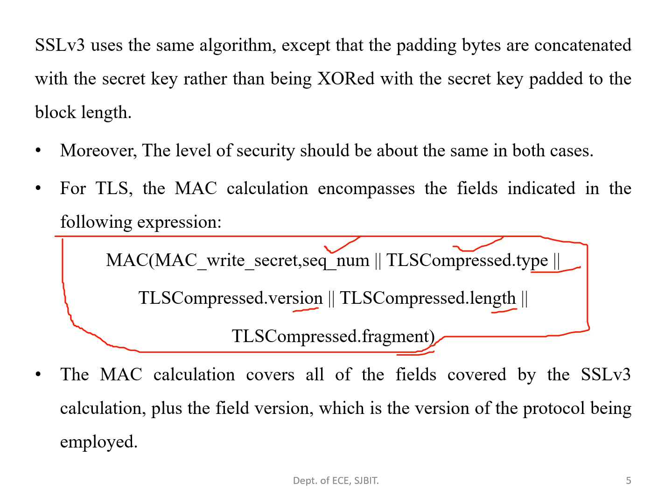Okay, so message authentication code. In TLS, the message authentication code calculation covers all the fields covered by the Secure Socket Layer version 3 calculation. The extra field you are going to add is the field version. The field version is what we are going to add extra here.